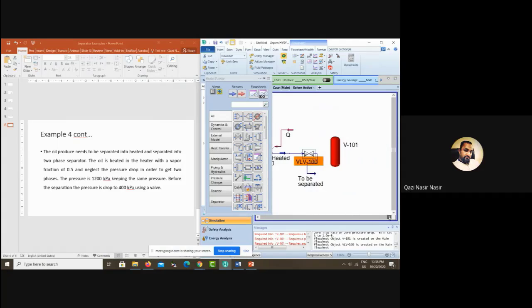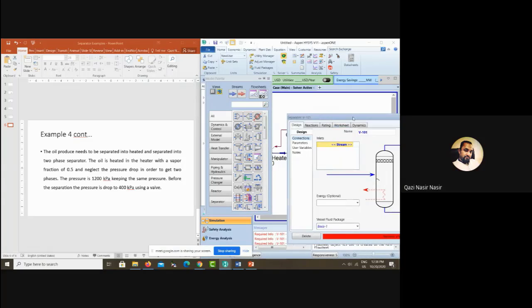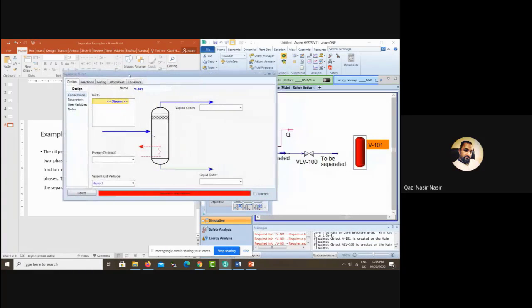Then we are clearly in a situation where we can use the separator to separate our phases. So again, you open the vertical separator. The inlet will be to be separated. The outlet, I can call this one vapor.